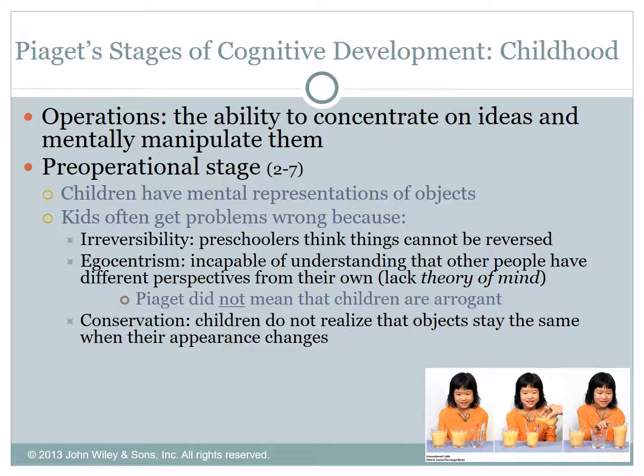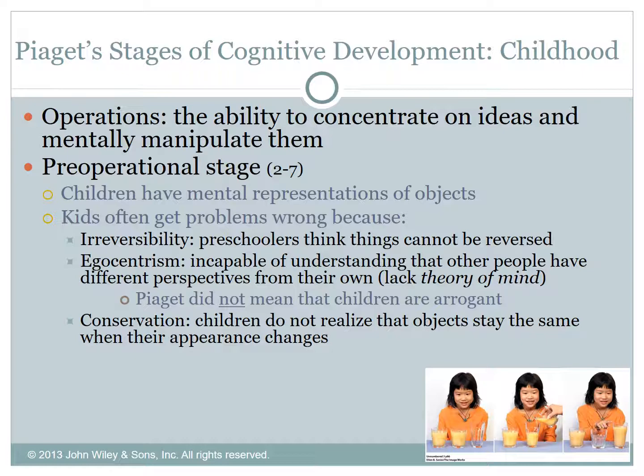Kids during this period often get problems wrong because there are things they have difficulty doing. Things like reversing an operation. Preschoolers have a tendency to think that things cannot be reversed. Once you've added something, it's difficult to subtract that thing because they can't imagine being able to reverse a process that's already occurred. They also experience what we refer to as egocentrism, which is not to say that they're arrogant or stuck up or anything, but rather that they have an inability to determine that just because they think a thing does not necessarily mean that other people think a thing.